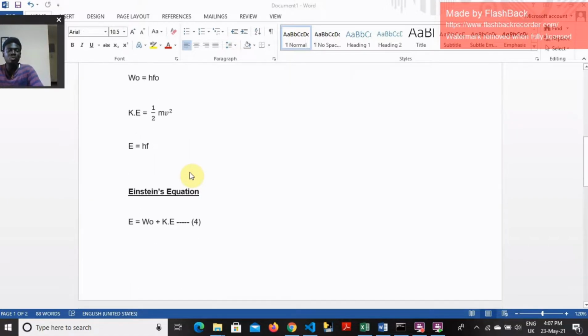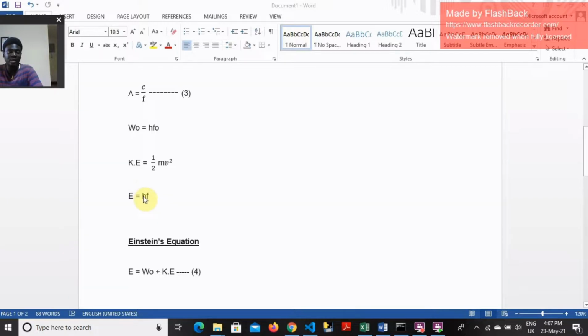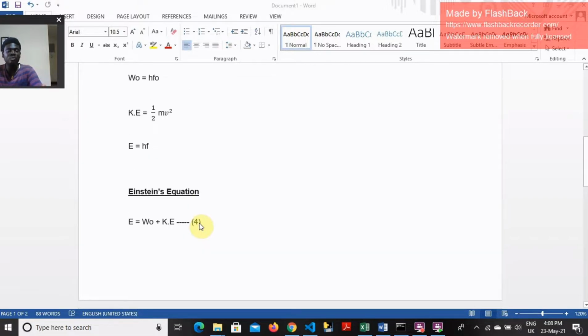So if we move down to what we're talking about today, you can see this formula here. We talked about energy is equal to Planck's constant times frequency in the last class. That is, the energy of the photon is equal to Planck's constant times frequency. We also talked about work function, which is equal to Planck's constant times threshold frequency. It's denoted as F naught. Now if we move down, we should talk about Einstein's equation.